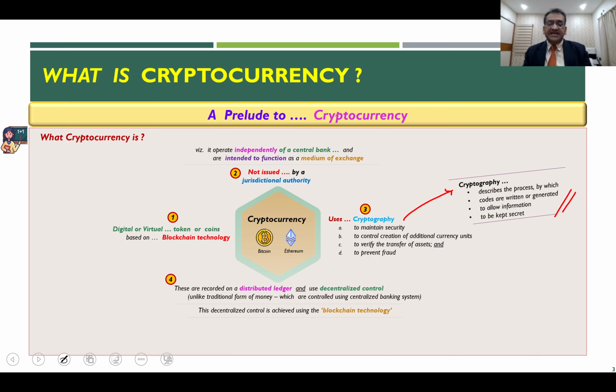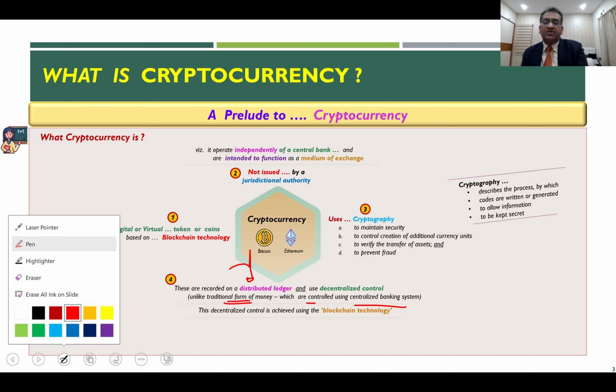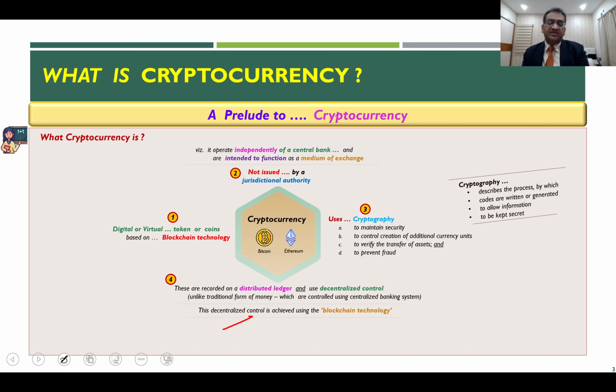Now, these cryptocurrencies are basically recorded on a distributed ledger and use decentralized control. So unlike traditional forms of money, say for example the dollar or the rupee, which are controlled using the centralized banking system, for example in India by the Reserve Bank of India, they are not controlled by any specific agency. The decentralized control which is sought to be accomplished for these cryptocurrencies is achieved by using what is called blockchain technology. Now, quickly we can see what this blockchain technology is all about.